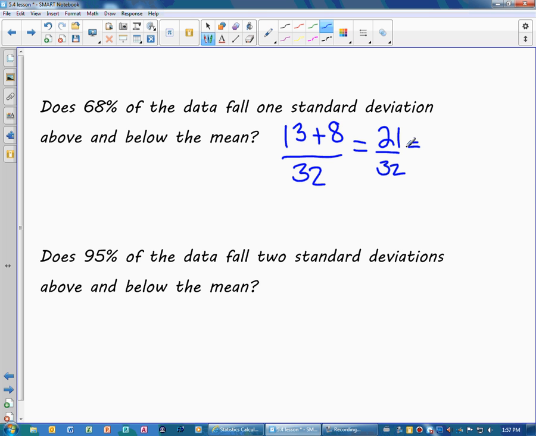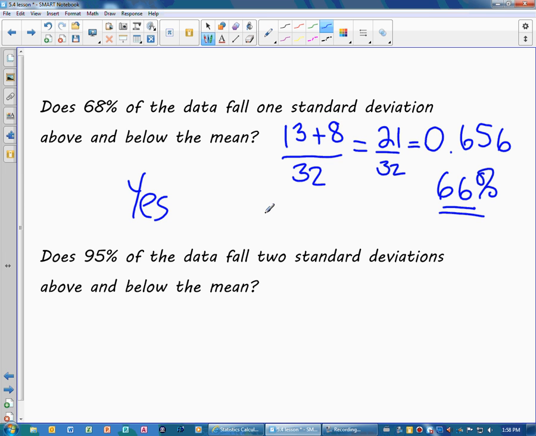I'm going to get a calculator. I don't have time to pull one up, so I'm just going to use the one that's sitting on my desk. 21 divided by 32 is 0.656, which works out to 66%. Okay? So, roughly, would you say that 68% of the data fall within 1 standard deviation above and below the mean? I'd say yes. We're pretty darn close with 66.